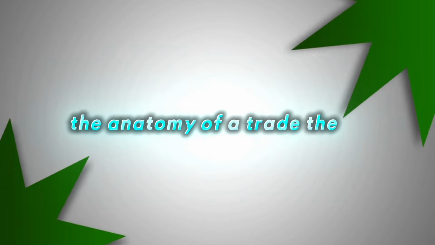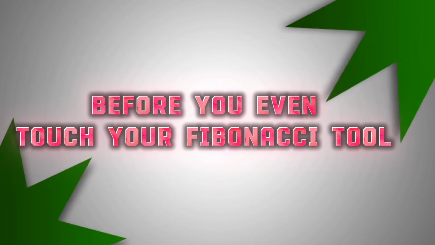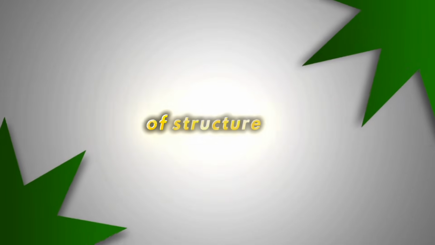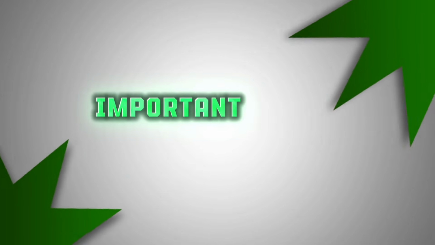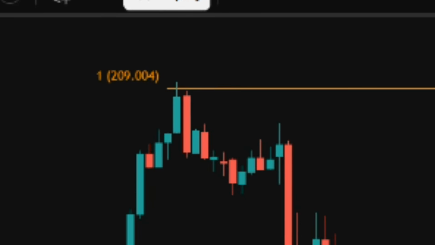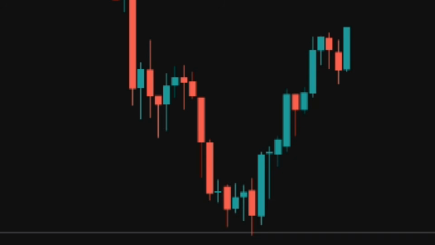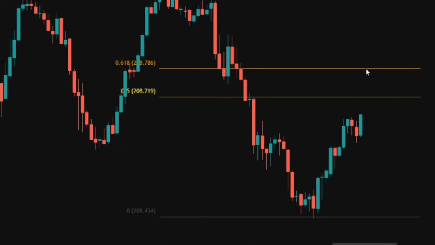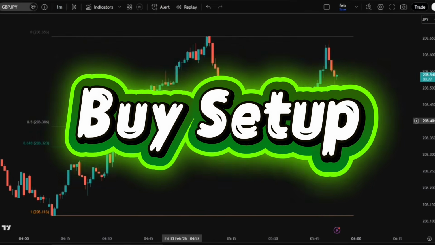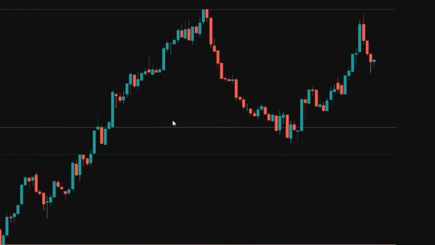The anatomy of a trade, the break of structure, BOS. Before you even touch your Fibonacci tool, you must wait for the break of structure. This is the single most important rule of this strategy. For a sell setup, you must see the price making lower highs and lower lows. Suddenly, a strong impulsive candle crashes through the previous lower low. This is the market telling you the bears are in control. For a buy setup, you must see the price breaking above the previous higher high.